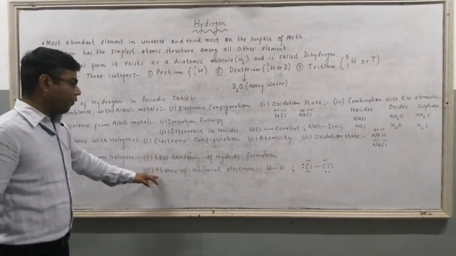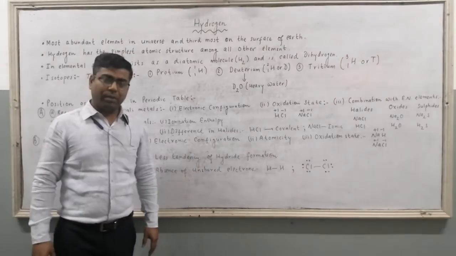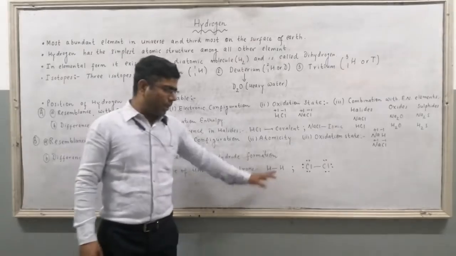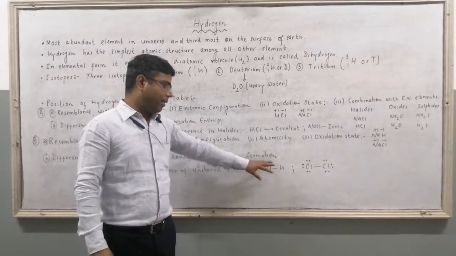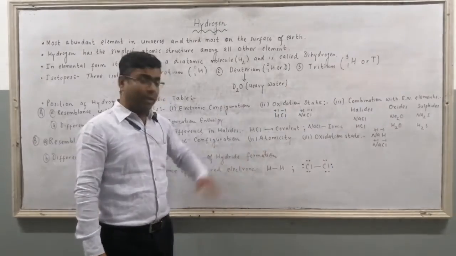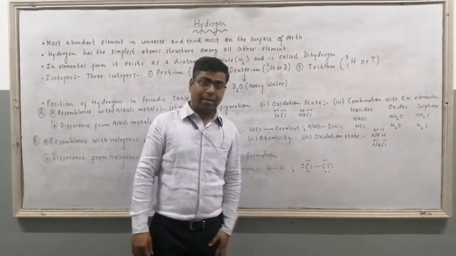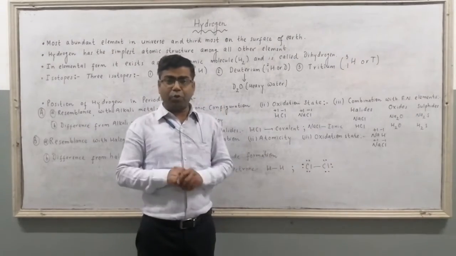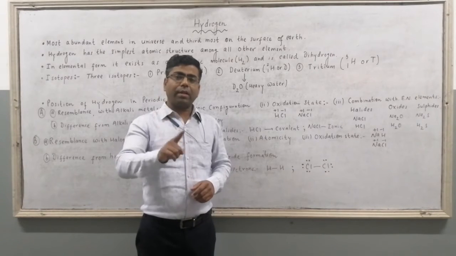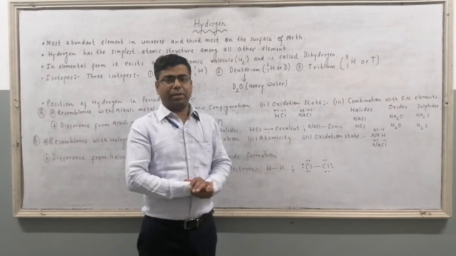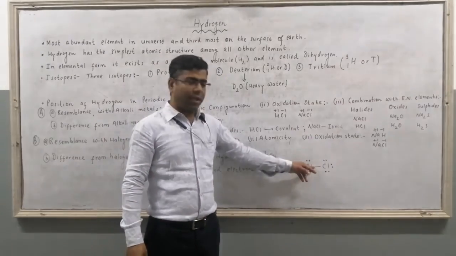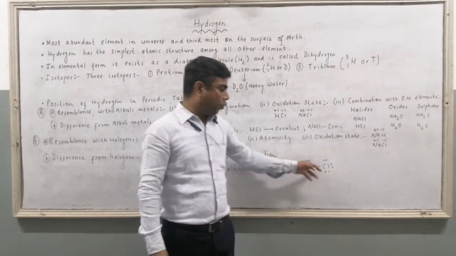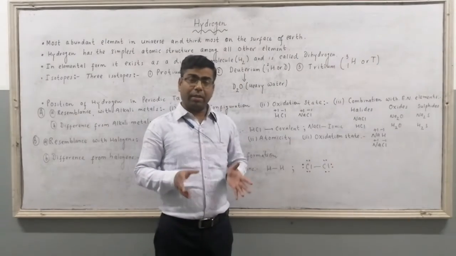Then the absence of unshared electrons. H has only 1 electron. It shares its 1 electron with 1 electron of another hydrogen and its shell is complete. There is no electron left. But when we talk about Cl, chlorine has 7 electrons. It requires 1 electron for the completion of the octet. So Cl, by sharing its 1 electron with the 1 electron of another chlorine, will complete its octet.